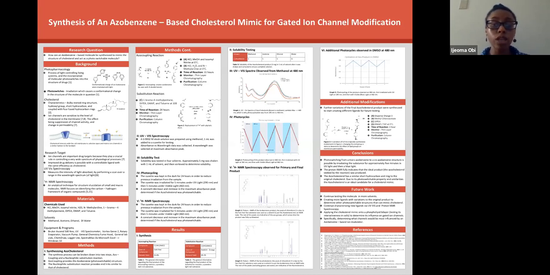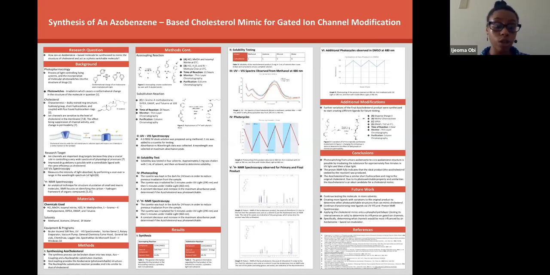So quickly going through the methods here, UV-vis spectroscopy was used simply to characterize the molecule. Solubility tests were also used to see if it was similar to that of cholesterol. Photocycling was done to see if the molecule was able to change its conformational shape. And so conformational shape overall is to see whether the molecule can be active or inactive by changing its shape and form. So sort of like a power switch. And then proton NMR spectroscopy was used simply to ensure that the actual target molecule was synthesized.